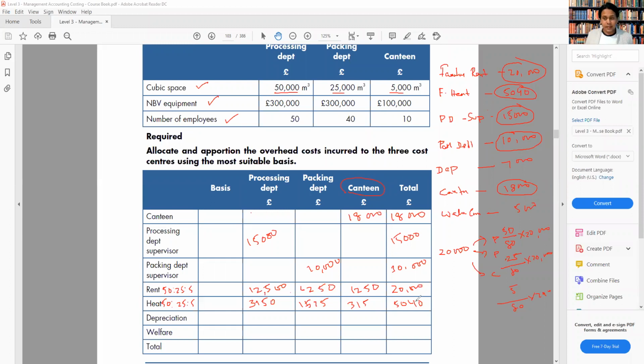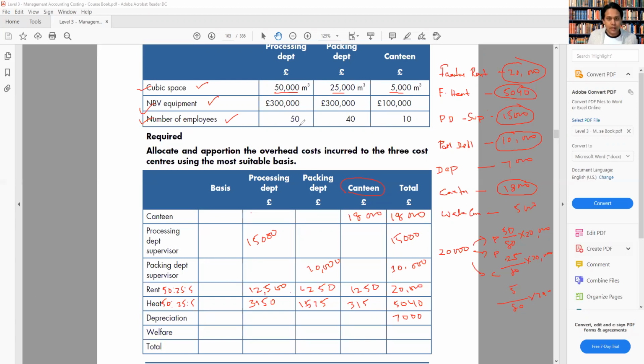The next one we have is the depreciation. The total cost for the depreciation is 7,000, and which is the most suitable basis to split the depreciation? Cubic space, net book value, or number of employees? Which one are we going to use? For the depreciation, we're going to use net book value. Very well done.